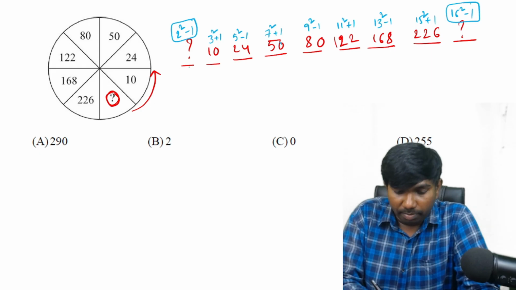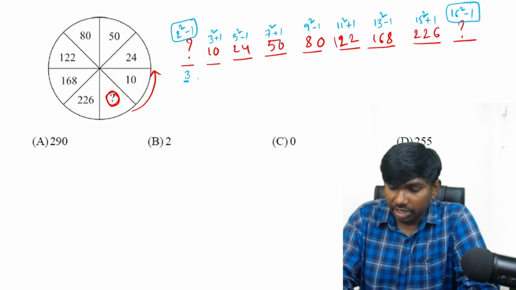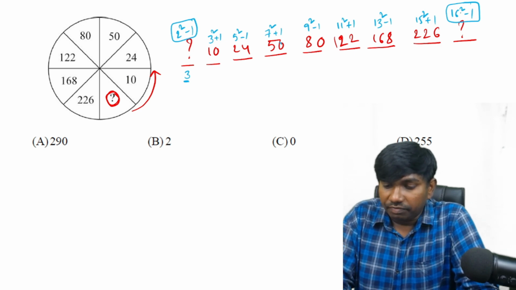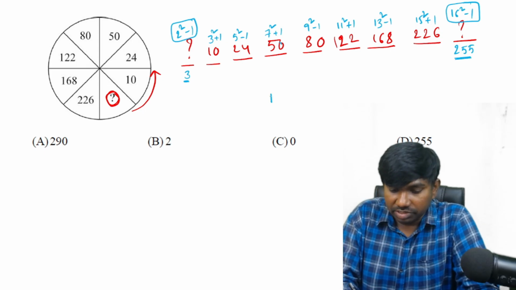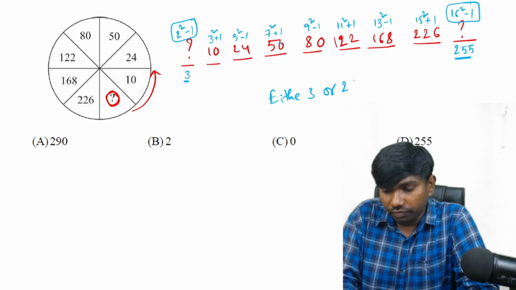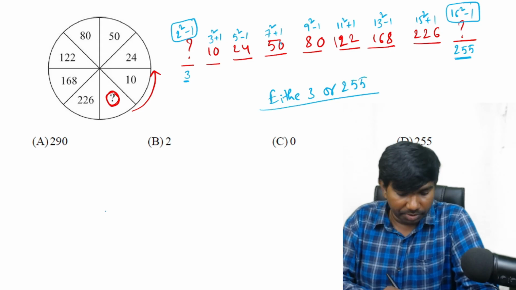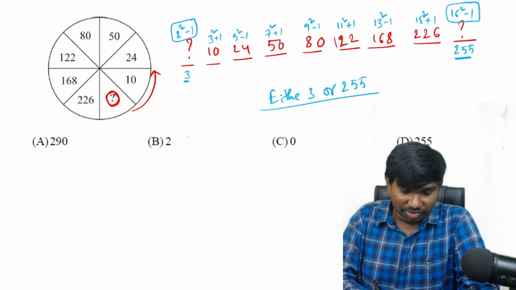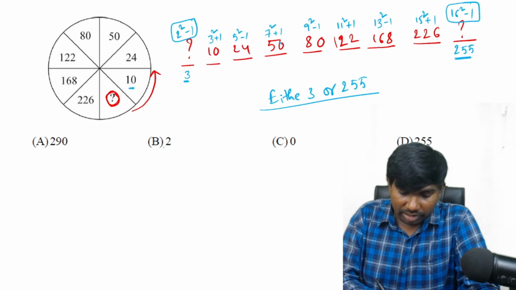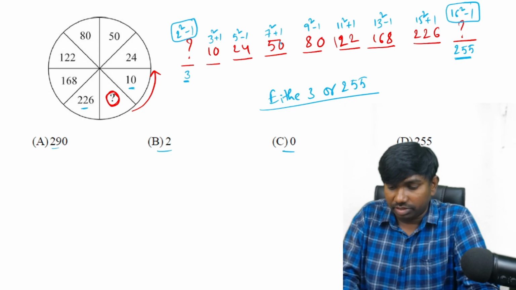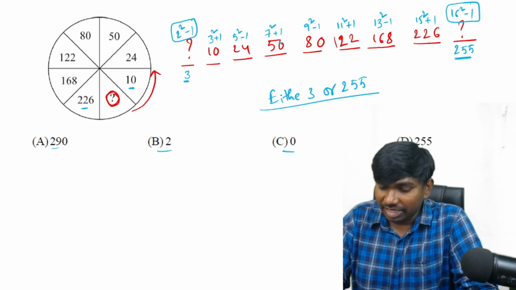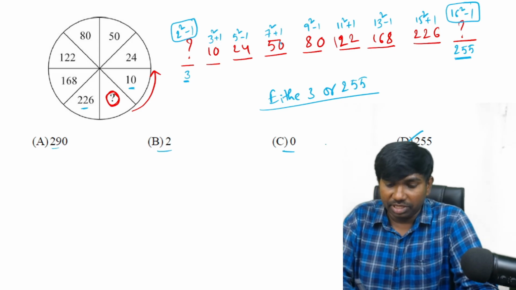2 square is 4 minus 1 is 3. Answer can be 3. And 16 square is 256 minus 1 is 255. Answer can be this one. Finally, our answer is either 3 or 255. Which option? See the options also. Some numbers are given, some options are given less than 20, and some options are given more than 226. Okay. So finally here answer is 255 as per the options.